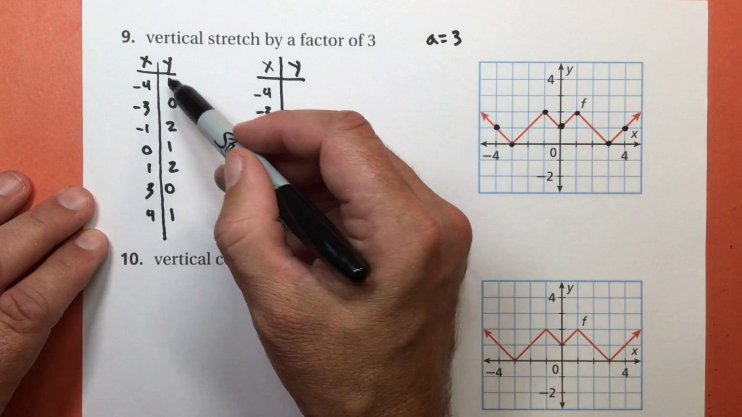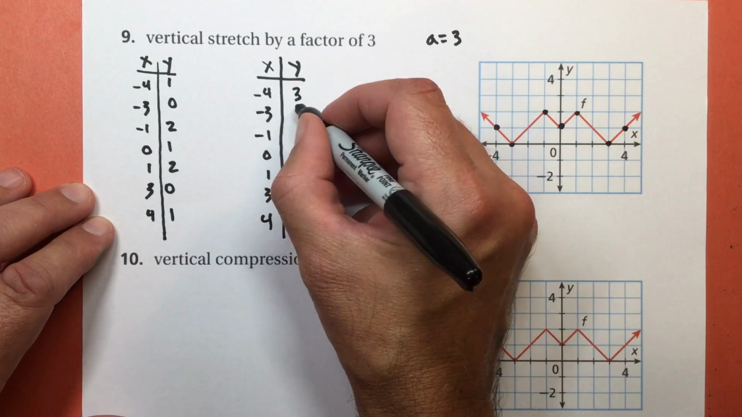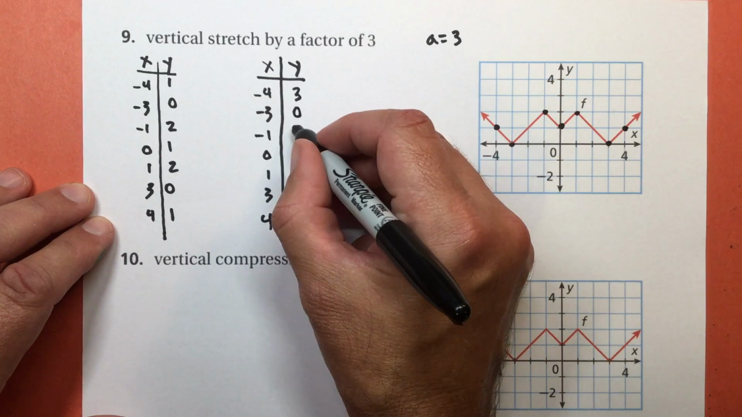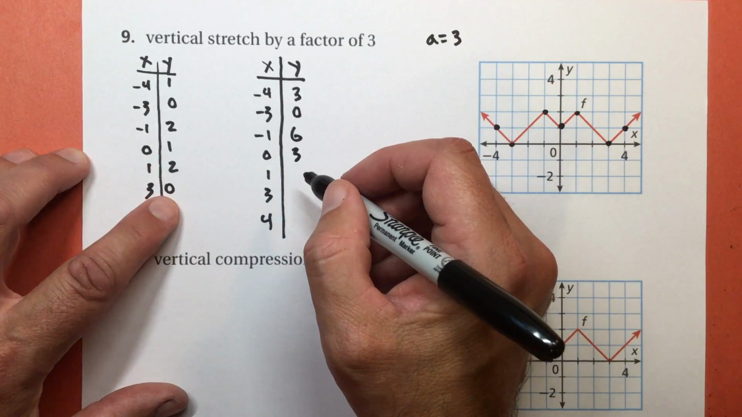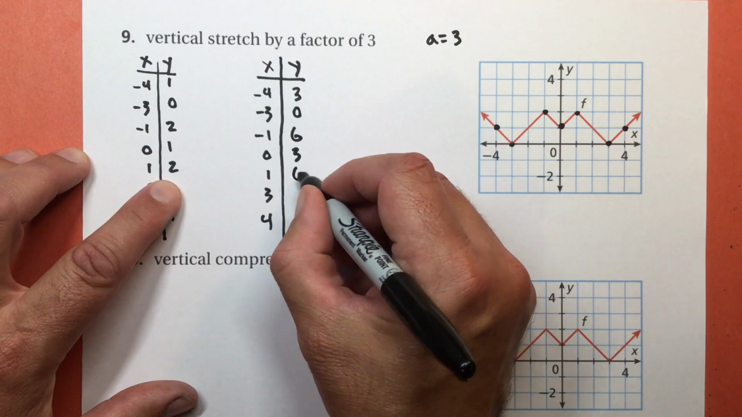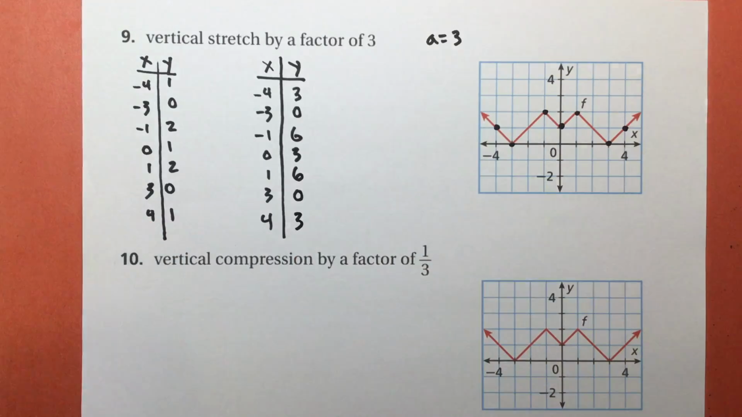But I'm going to multiply each of these y values by 3. So 1 times 3 is 3. 3 times 0 is 0. 3 times 2 is 6. 3 times 1 is 3. 3 times 2 is 6. 3 times 0 is 0. And 3 times 1 is 3.